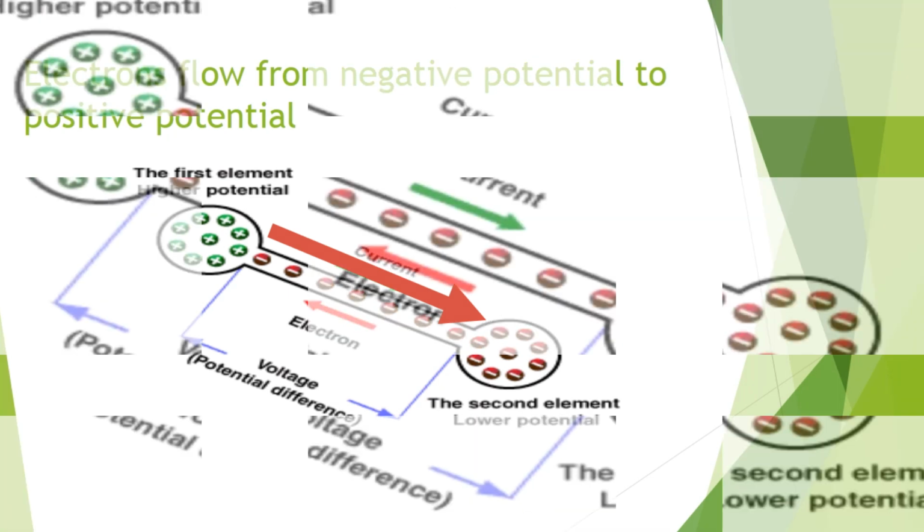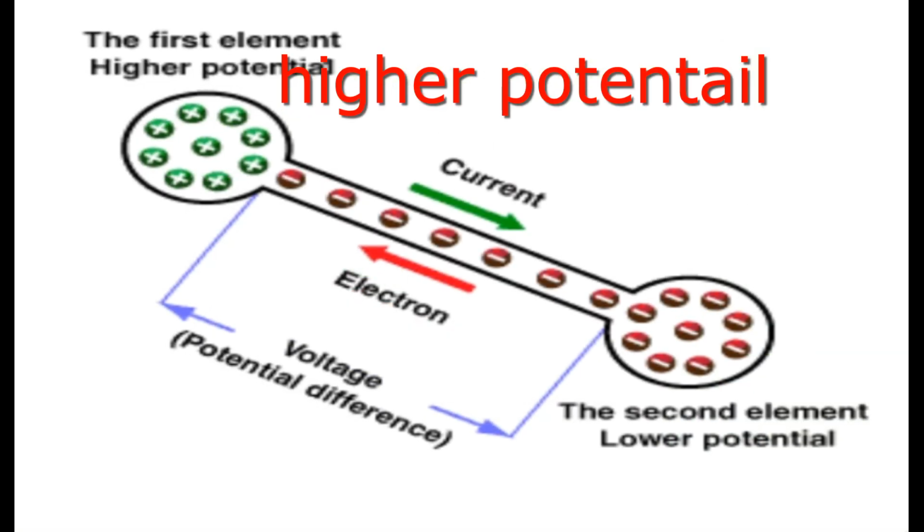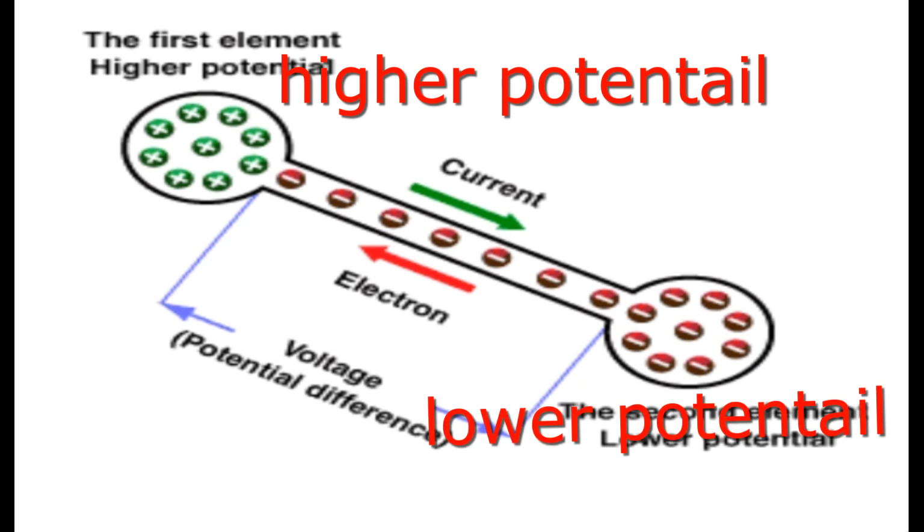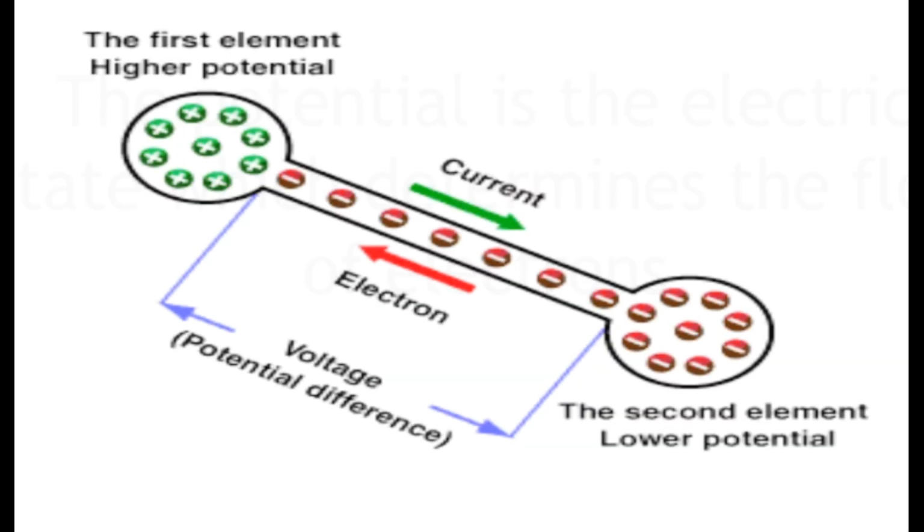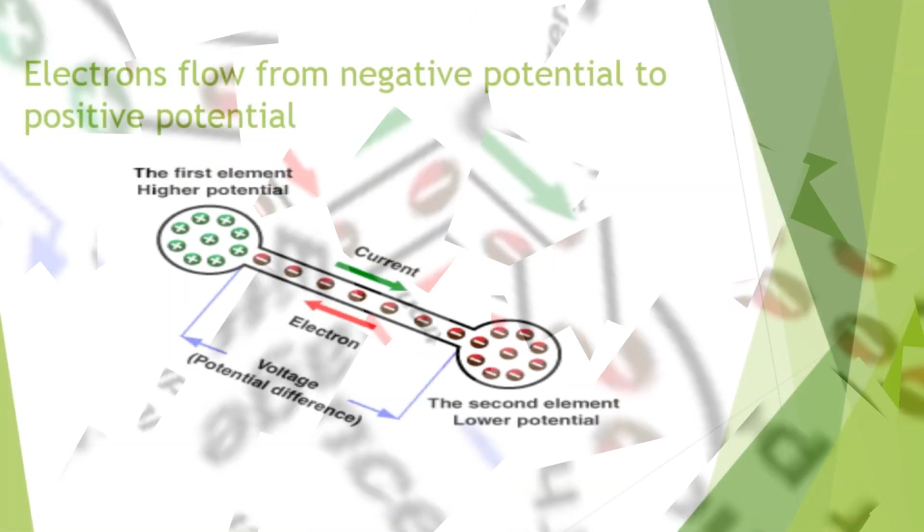Hence we can say that the positively charged body is at higher potential and the negatively charged body is at lower potential. So electric current flows from a region of higher potential to a region of lower potential, that is in a direction opposite to the direction of flow of electrons. The movement of electrons continues as long as there is a difference in potential between two conductors.